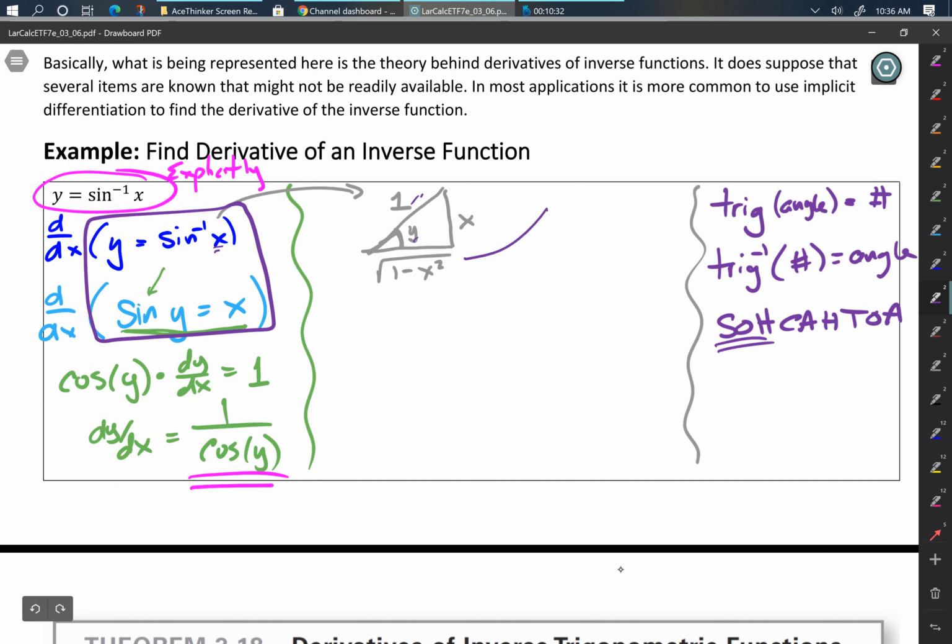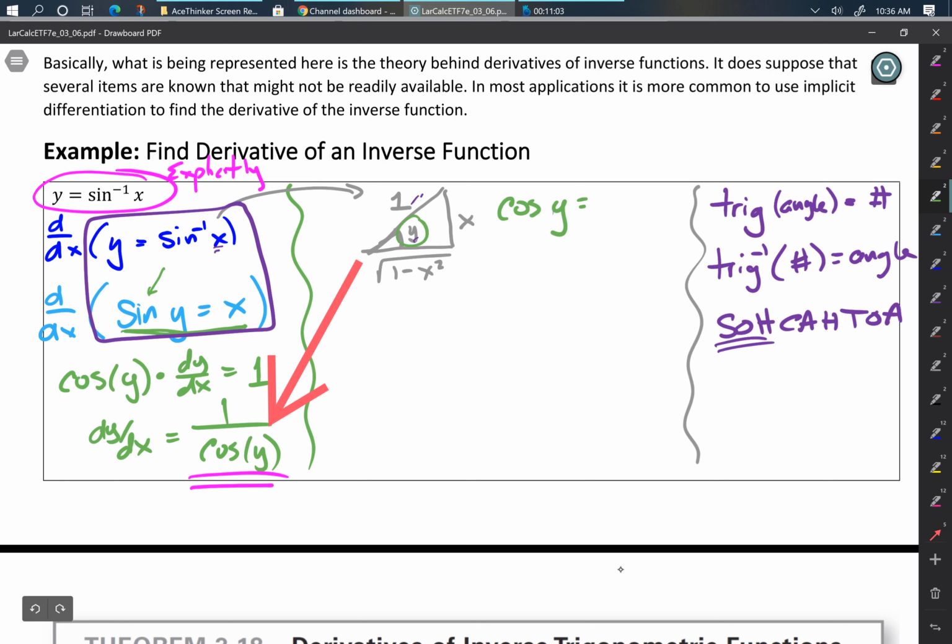Now where did this side come from? Well, we have Pythagoras to thank for that, because that is from the Pythagorean theorem. The sum of the squares of the legs of a right triangle is equal to the square of the hypotenuse. Okay, so that's where that came from. And now I'm going to use that triangle to simplify cosine of y. Because according to that triangle, what would the cosine of y be?